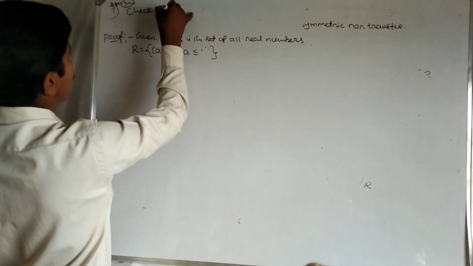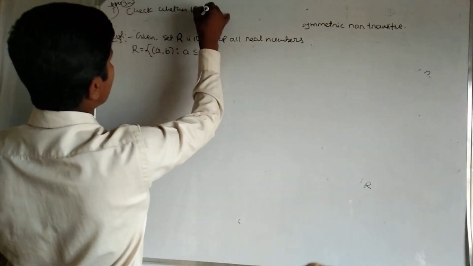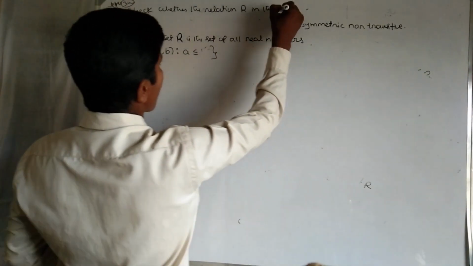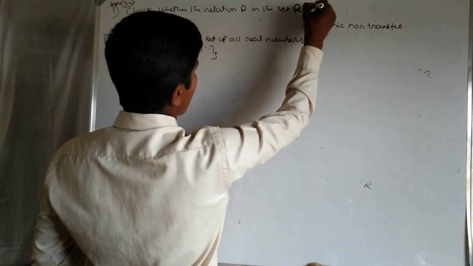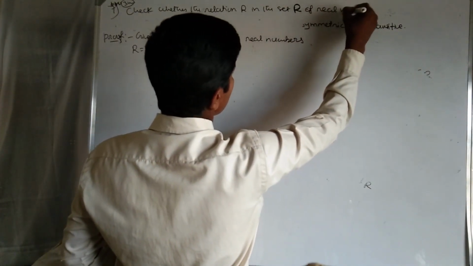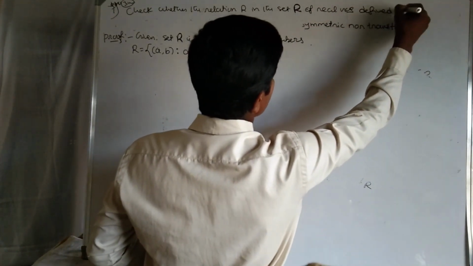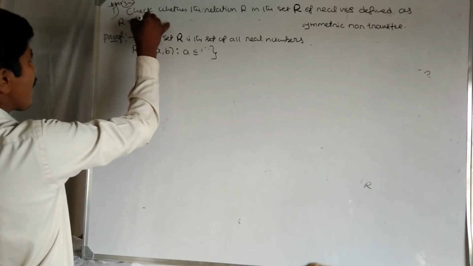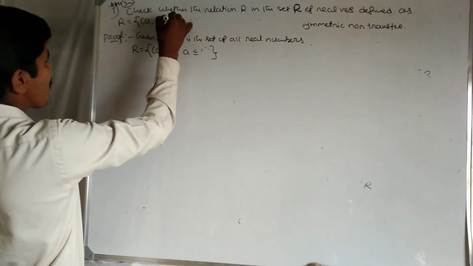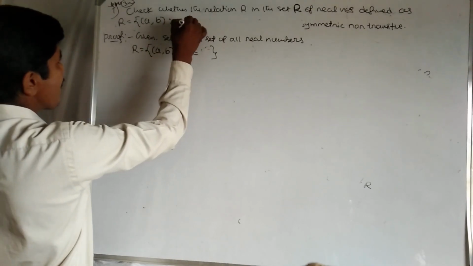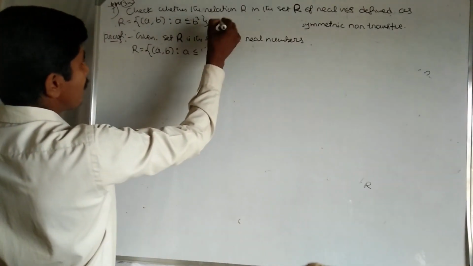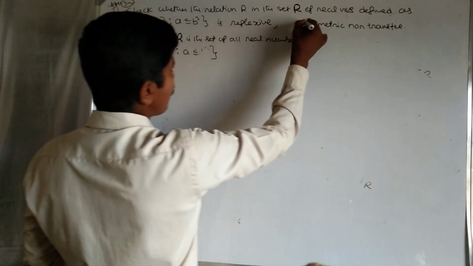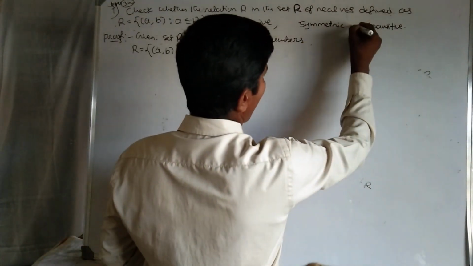Check whether the relation R in the set R, the set of real numbers, defined as R equals {(a, b) such that a is less than or equal to b cube}, is reflexive, symmetric or transitive.